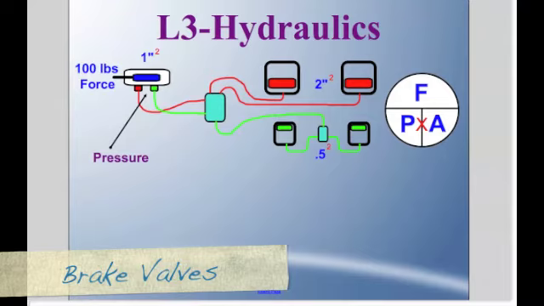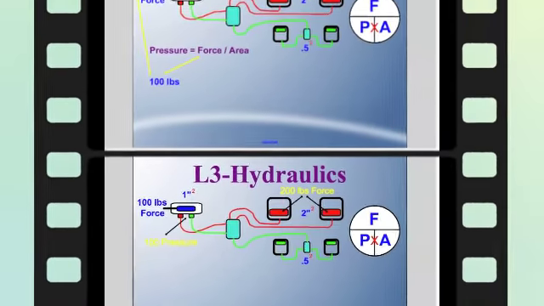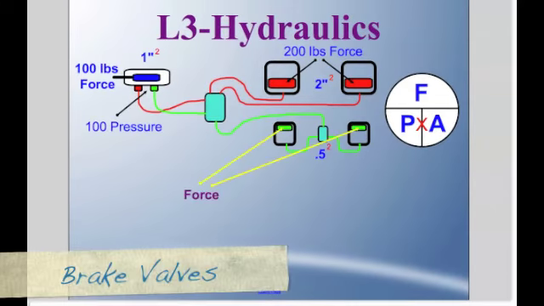So let's see how much pressure we have in our master cylinder. In order to find pressure, we know that pressure is equal to force divided by area. Okay, that's our formula. Now we wanted to calculate how much force has been developed in our rear wheel cylinders.